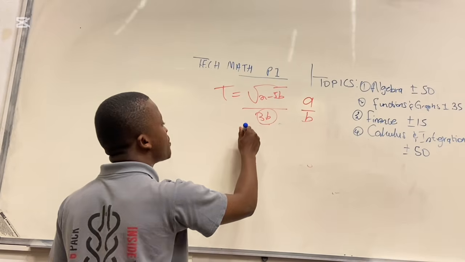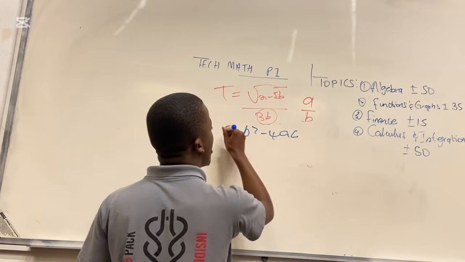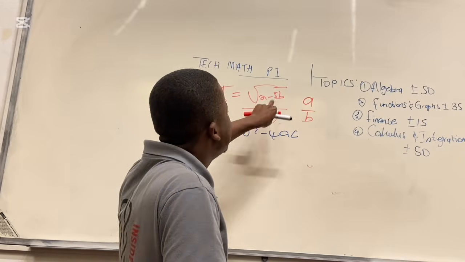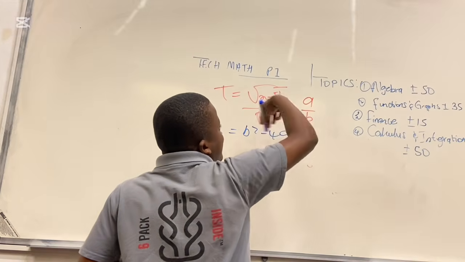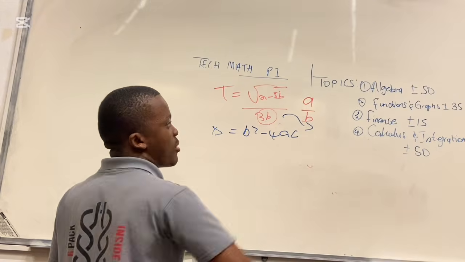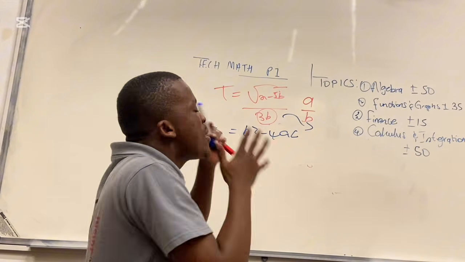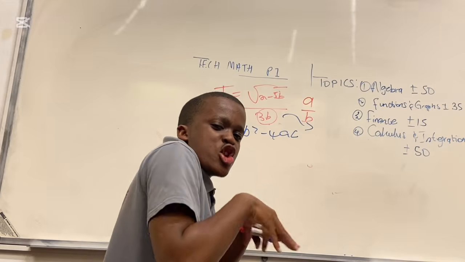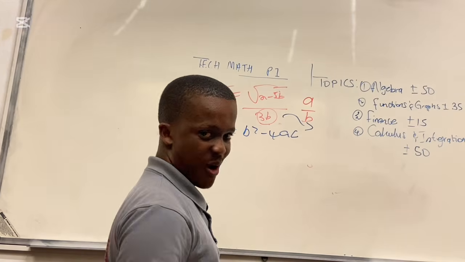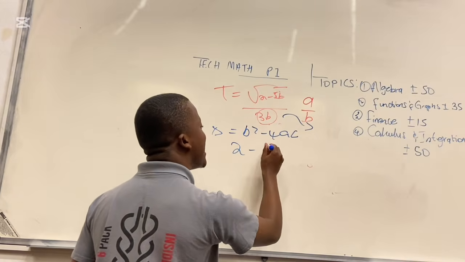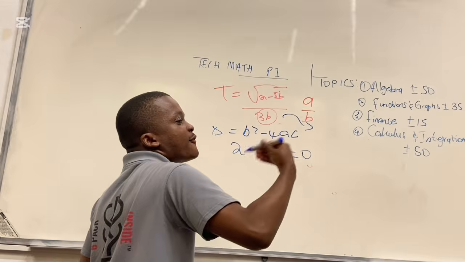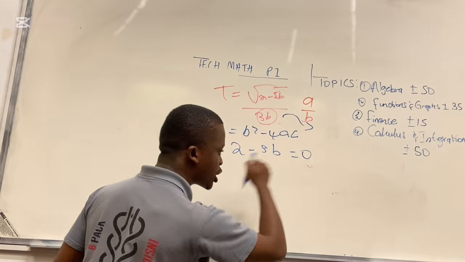Remember, we are dealing with b squared minus 4ac, which is the discriminant. This comes from the quadratic formula. You know the quadratic formula. So we are only interested in b squared minus 4ac under the square root from the quadratic formula. That is 2 minus 5b in this case, equal to 0. We're dealing with equal roots, for which t is equal to 0.